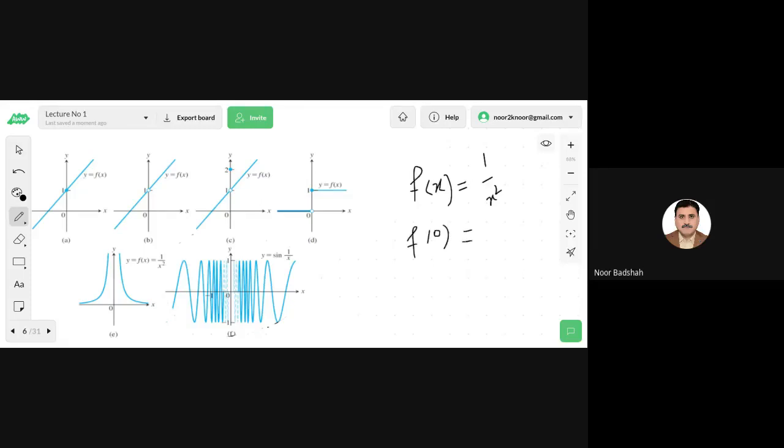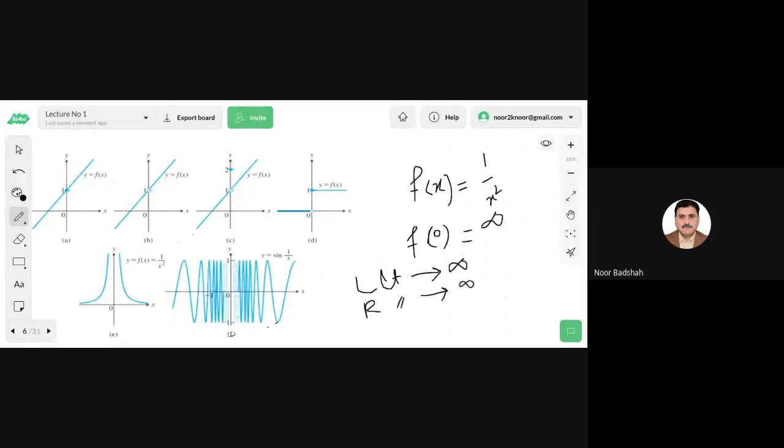So f of 0 is undefined, therefore the function is discontinuous. Directly you can say that. But which type of discontinuity is it? In this case, if we find the left limit, this is infinity.